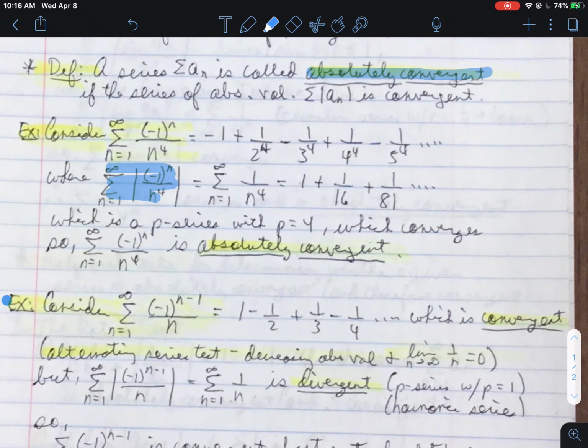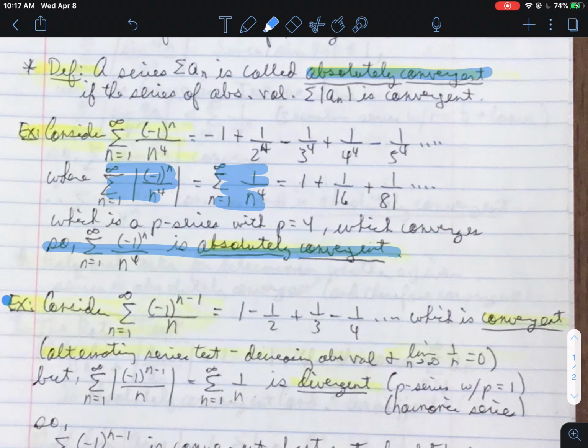So I can say then that since this series, the sum as n goes from 1 to infinity of 1 over n to the fourth, is a convergent series, and that series is formed from the absolute value of the original series, then I could say that this original series is absolutely convergent. That's the test, or what you're determining here. So I'm looking at what it means to be absolutely convergent. It means that the absolute value of the terms of my series, or the absolute value of my series, is convergent, which then makes my series absolutely convergent. So that's what that means.